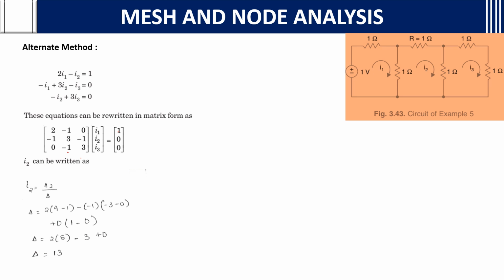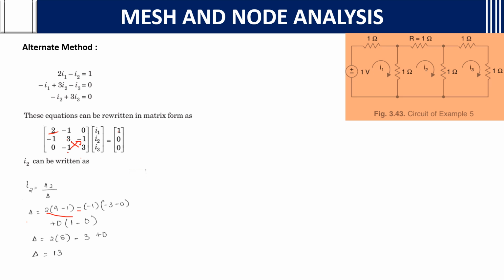First we'll find delta. Delta is 2 into 3 threes are 9, minus 1 into minus 1 is plus 1, so 9 minus 1. Then you should consider the minus 1 we got. If you remove that, then you will get minus 3.